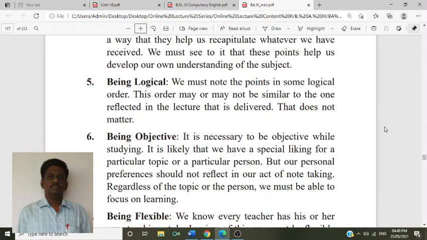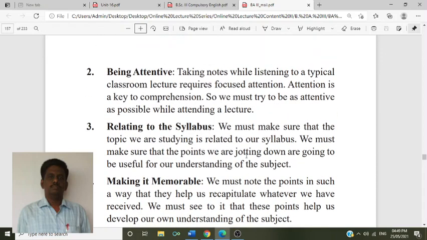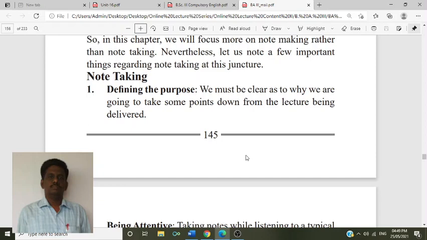In the last session, we have already started discussing a module on note making and note taking. We discussed the definition of note making and note taking, and we also started discussing the important factors that are necessary in note taking. We discussed defining the purpose. It means when we take notes, we should define why we are taking the notes, and we should check certain points that indicate the purpose of note taking. So this is the important point.